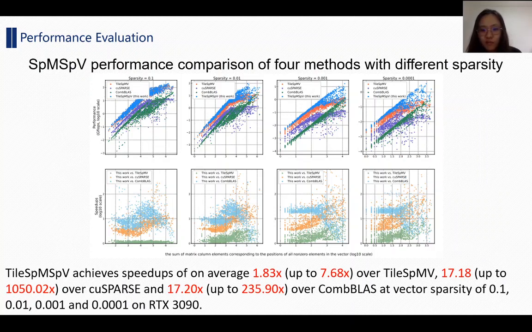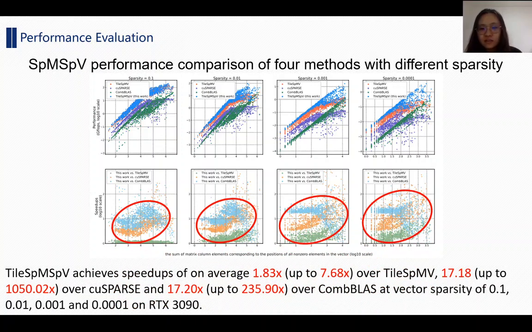This is the performance comparison of TileSpMSpV, CuSPARSE, cuBLAS, and TileSpMV for different vector sparsity on RTX 3090. The upper subgraph is the performance and the lower is the speedup. It can be seen that TileSpMSpV has obvious performance advantages.